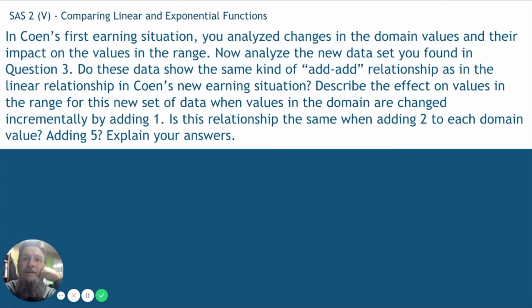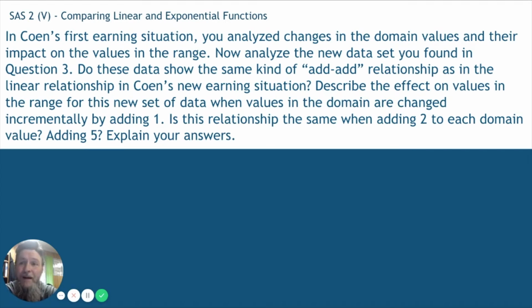So in his first earning situation, we analyzed changes in the domain values and their impact on the values in the range. Now we're going to analyze the new data set you found in question 3, this last question we just looked at. Does the data show the same kind of add relationship as in the linear relationship in Cohen's new earnings situation? The effect on values needs to be described, and the range for this new set of data when values in the domain are changed incrementally by adding 1. Is the relationship the same when adding 2 to each domain value?